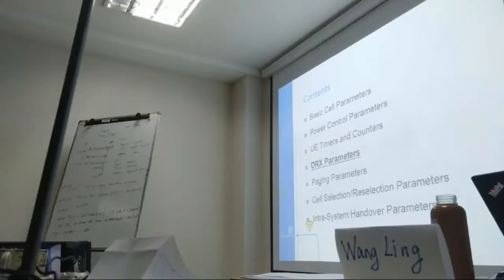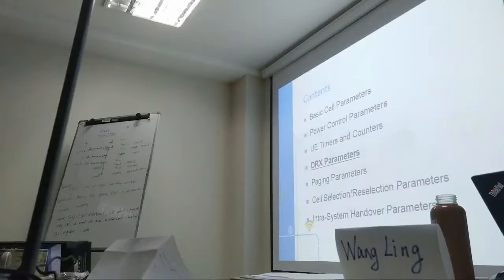The rest of the parameters relate to the DRX. For the DRX, we have two different kinds. One is connected state DRX. One is idle state DRX. Idle state DRX is for paging.